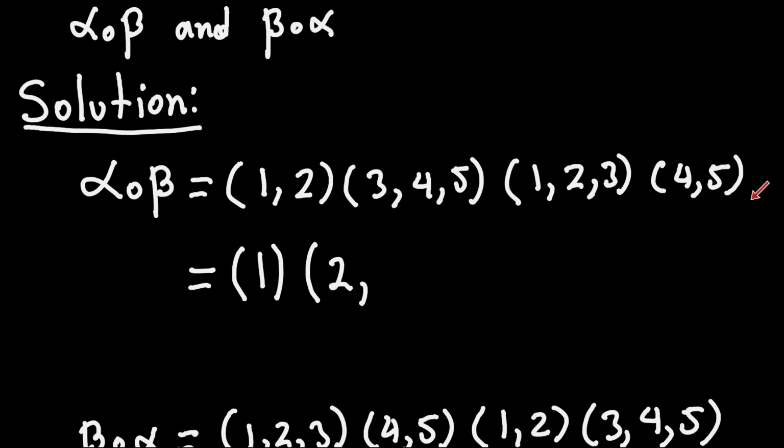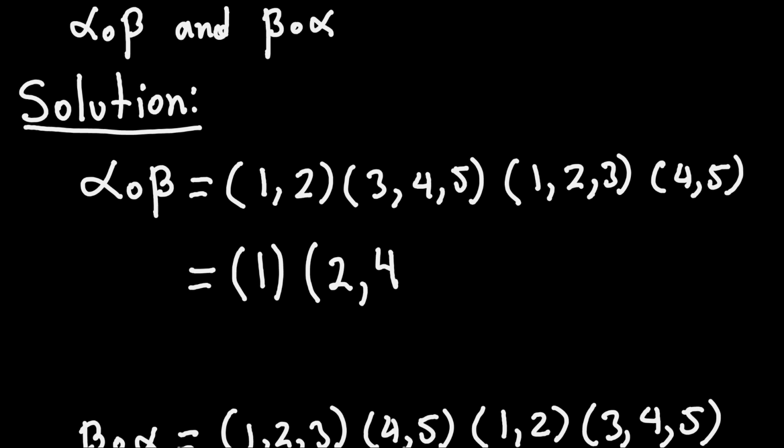Let's do that again. 2 is fixed here, 2 goes to 3, 3 goes to 4, and 4 is fixed, so 2 goes to 4. So that's what we have here, 2 goes to 4.